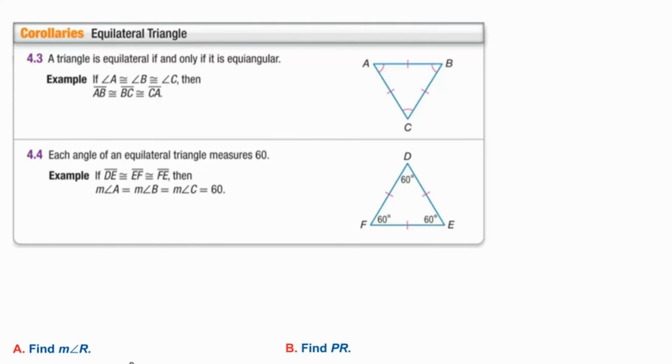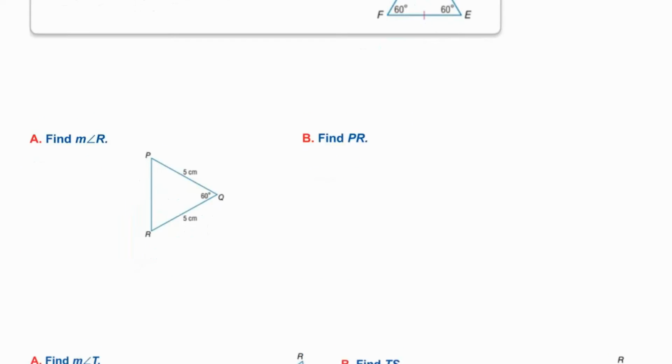A triangle is equilateral if and only if it's equiangular. So if all the angles are equal, then it's equilateral. If all the sides are congruent, then all the angles are congruent. So we're going to go back and forth. We've also discussed the next corollary, that each angle of an equilateral triangle measures 60 degrees because all the angles are equal, and we divide 180 by 3 and we get 60.